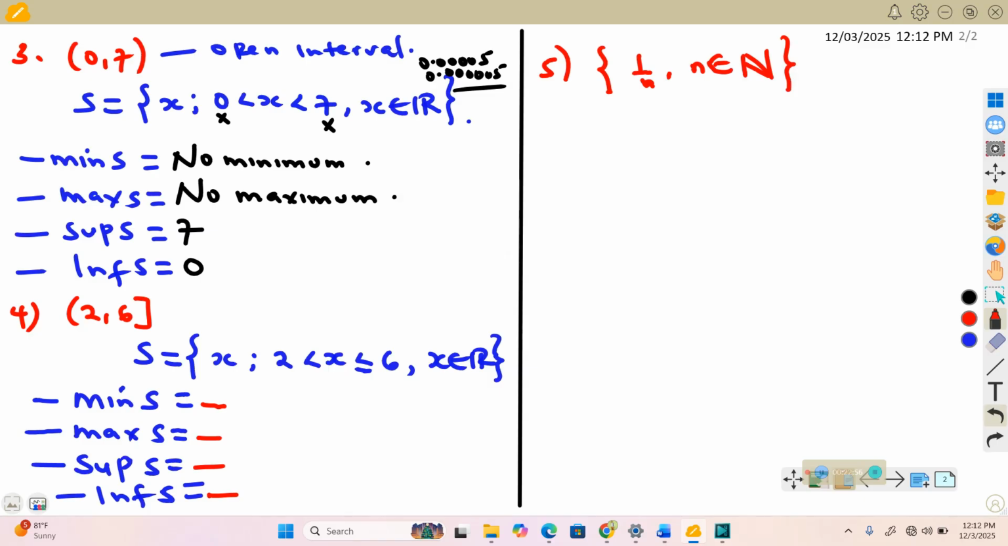So first of all, it is important that you first list the elements of this set so you can know which one will qualify to be the minimum, will qualify to be the maximum, and so on. Okay, so let us first of all look at this set.